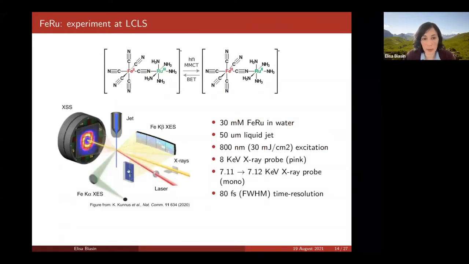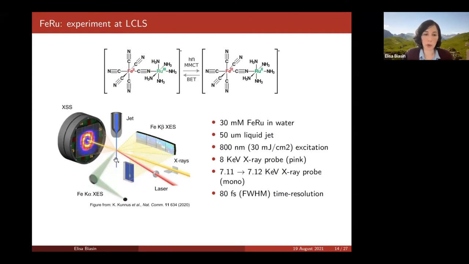So we did the LCLS experiment, and we used 30 millimolar of FeRu in water flowing through the liquid jet. We utilized X-ray scattering, and in combination with scattering, we set up two different spectrometers. A first spectrometer, a von Hamos spectrometer, to detect the iron K beta, and a second spectrometer, a Rowland spectrometer, to detect the iron K alpha fluorescence from the sample. We achieved for this experiment around 80 femtosecond time resolution. I'm going to show you first the results of the analysis of the scattering and the iron K beta data that we collected with the X-ray energy fixed at 8 keV, so above the iron K edge.